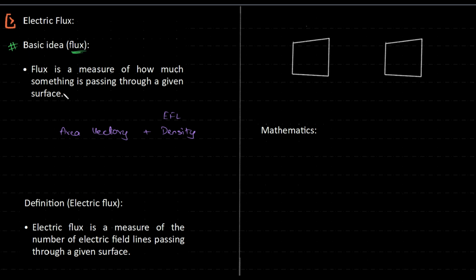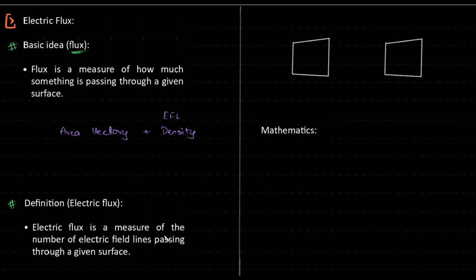First, let's understand the word flux. Flux is a measure of how much something is passing through a given surface. So wherever area vector is used, the idea of flux is used. All the things that we listed over there, anything to do with fluids, heat, magnetic field, electrical field, so on and so forth. All of those places we use the idea of flux. So what is flux? Flux is a measure of how much something is passing through a given area. As simple as that. So what is electrical flux then?